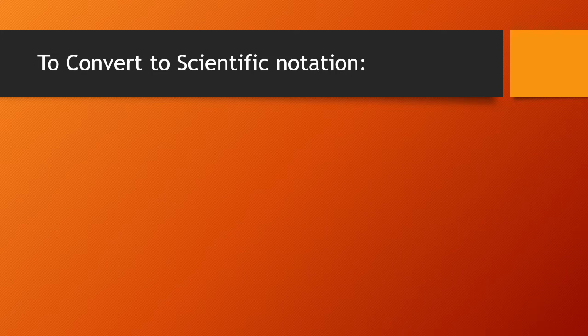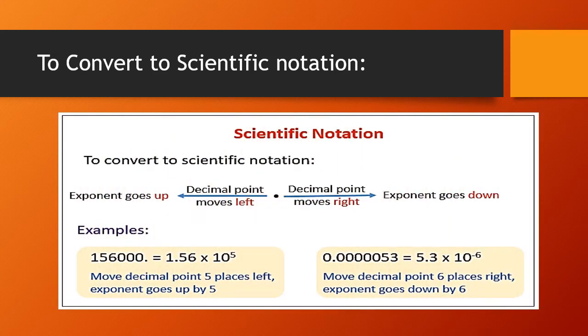To convert to scientific notation, if we move the decimal point to the left, the exponent goes up. And if we move the decimal point to the right, the exponent goes down.